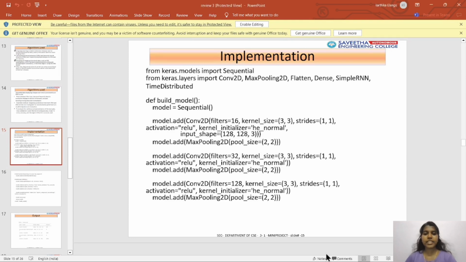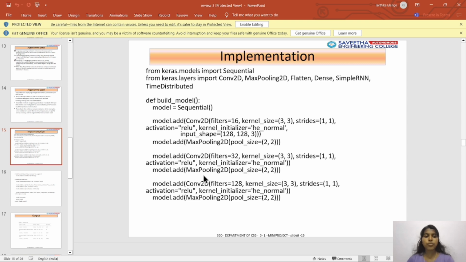Let's see the code implementation. Here this layer applies 16 filters of size 3 by 3 to the input image. The strides parameter is set to 1, 1, meaning the filter moves 1 pixel at a time across the image. The activation function used is ReLU, rectified linear unit, which introduces non-linearity to the model, allowing it to learn complex patterns. The kernel initializer is normal, a method that helps faster convergence during training. The input shape is 128 by 128 pixels with 3 color channels.